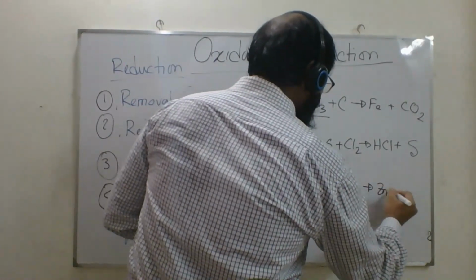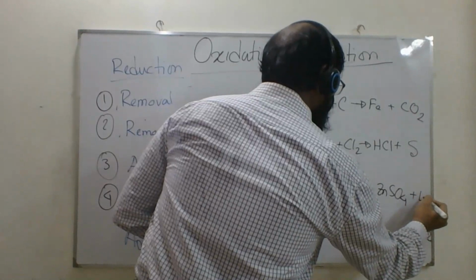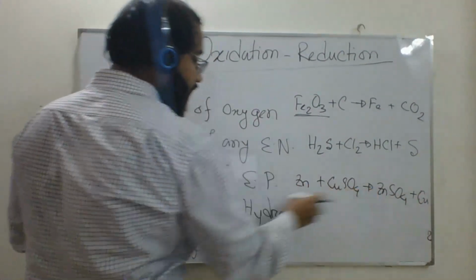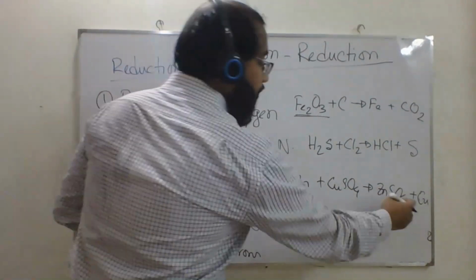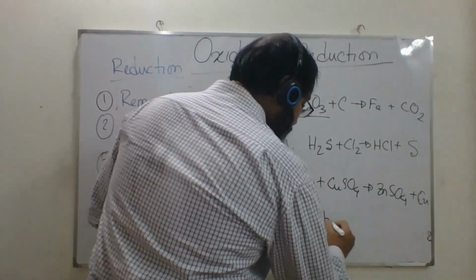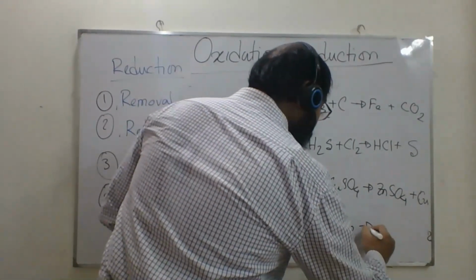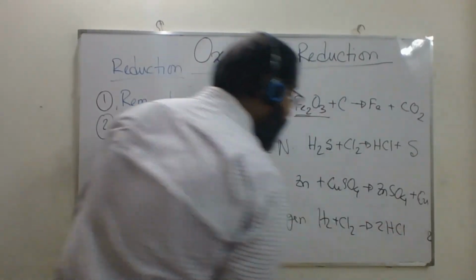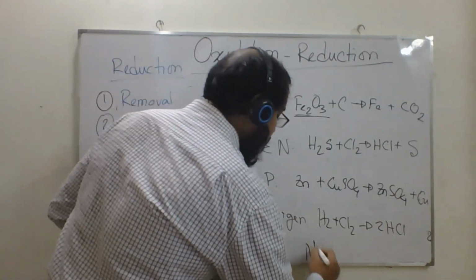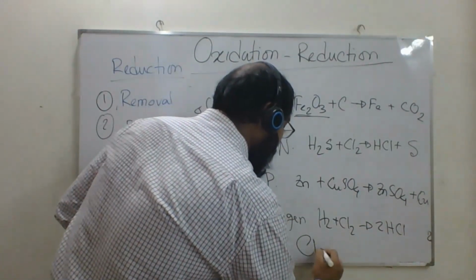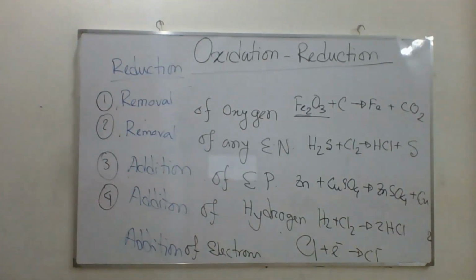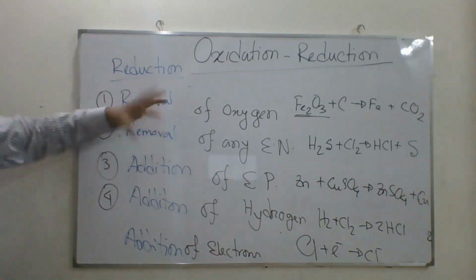So then zinc sulfate plus copper. Now, if we consider sulfate, sulfate is attached with zinc. Zinc is an electropositive element, so sulfate gets reduced. Now, addition of hydrogen is easy. Hydrogen plus chlorine gives hydrogen chloride, and then addition of electron according to the electronic concept: just chlorine plus electron gives chloride ion. So easy. Just you need to oppose.